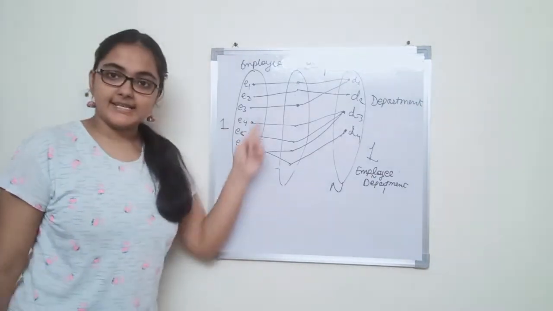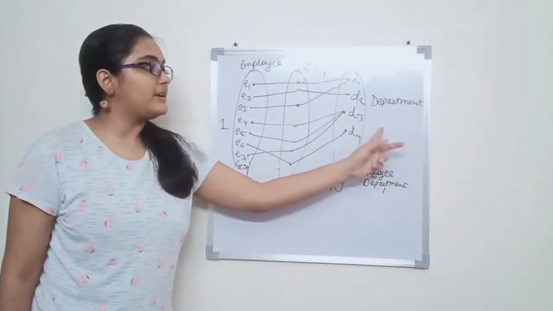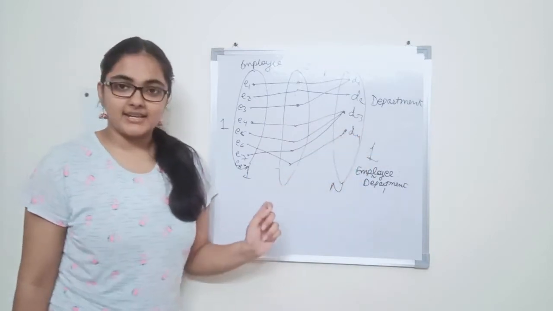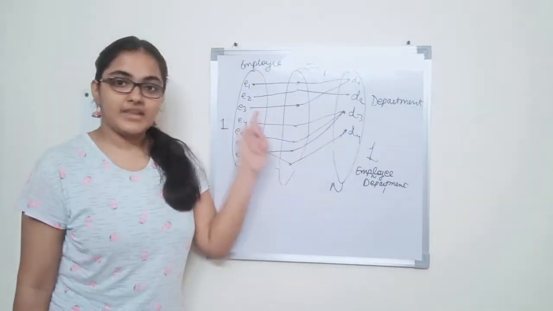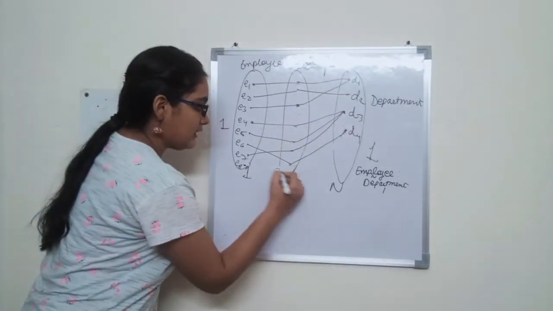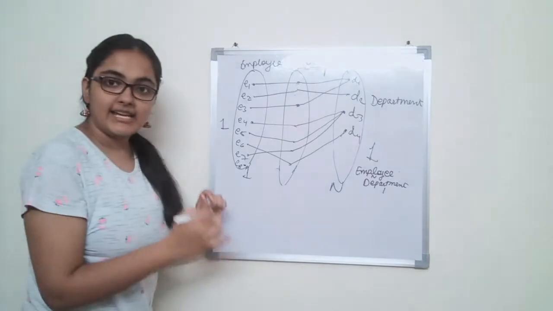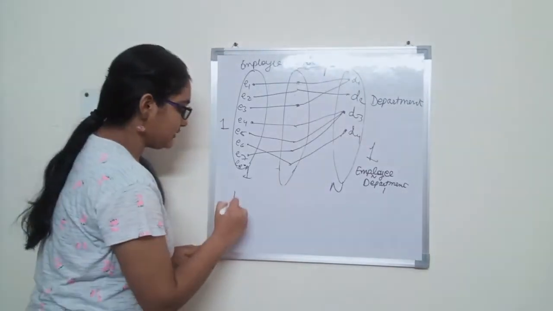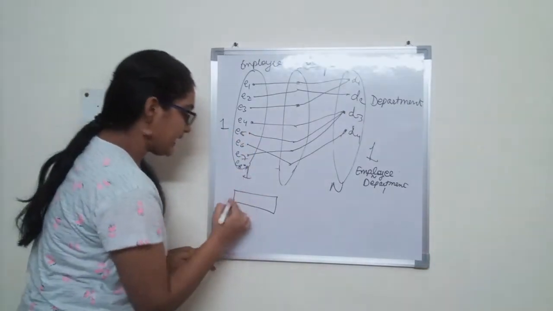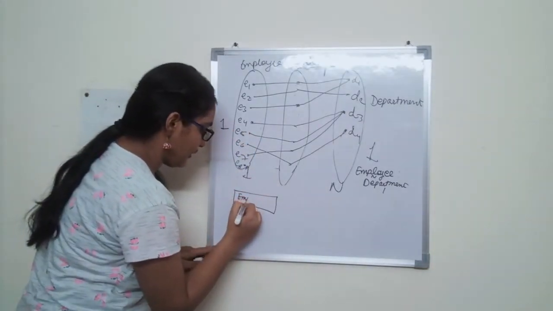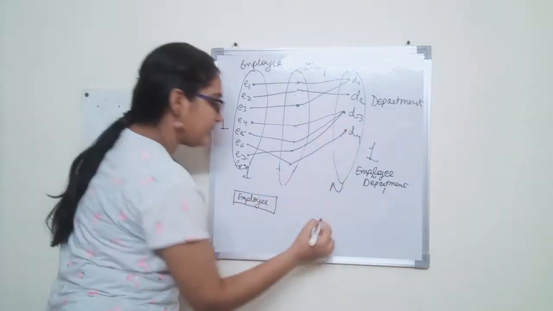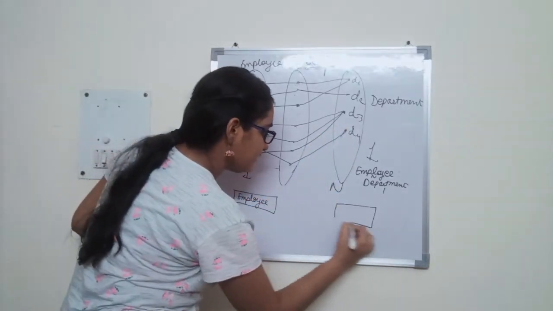So employee is an entity, also department is an entity, because what was an entity? An entity is a thing in the real world. So employee is a thing and department is a thing. So employee and department are entities. So the entity in an ER diagram is represented by using a rectangle. Okay, so a rectangle, and I will write in it employee. And department is another entity.